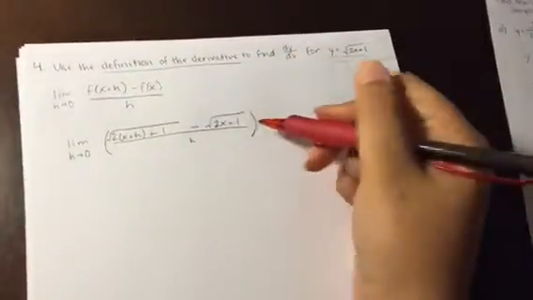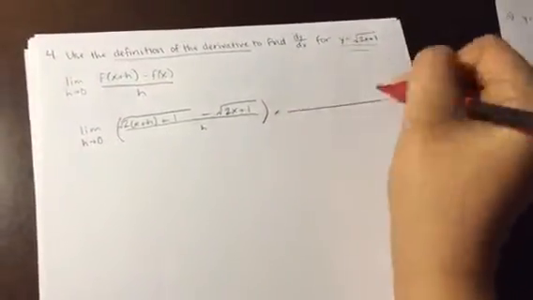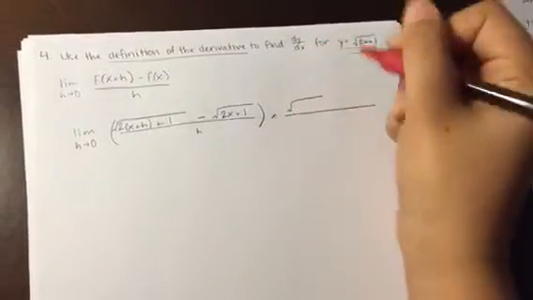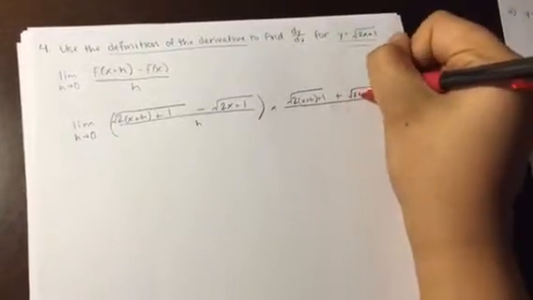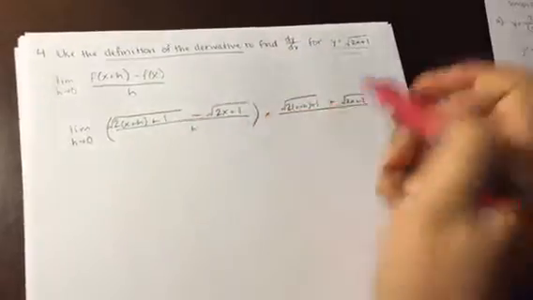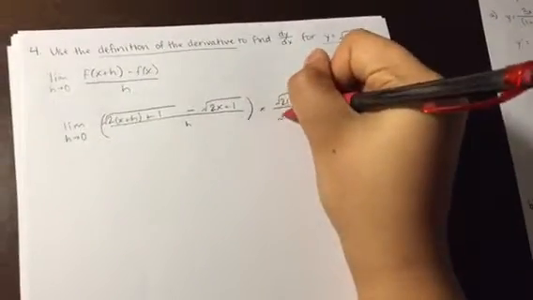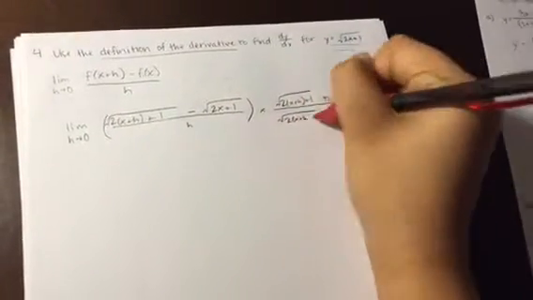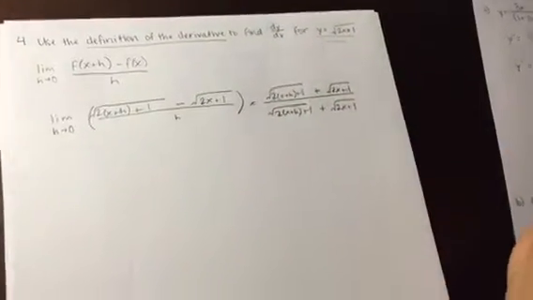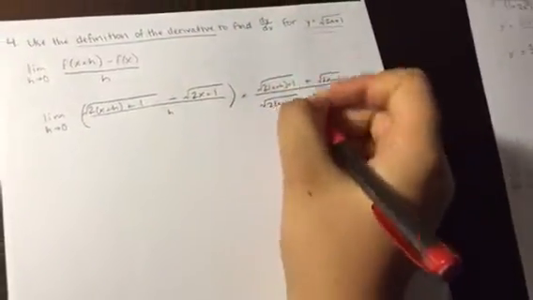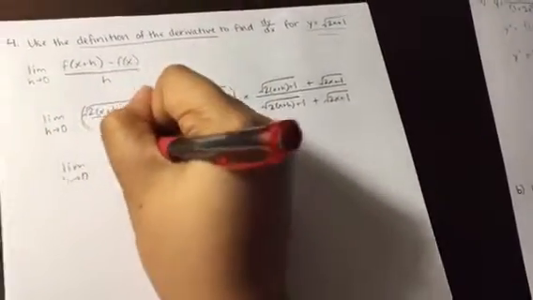And then all of this is over h. To go from this problem, you'd have to multiply it by the conjugate, which is the square root of 2x plus h plus 1 plus the square root of 2x plus 1. It's the opposite sign from here, so that when you multiply them out, it'll cancel out. So the denominator is the same thing, you multiply it by the square root of 2x plus h plus 1 plus the square root of 2x plus 1. And then from here, once you multiply this out, you get 2x plus h plus 1.